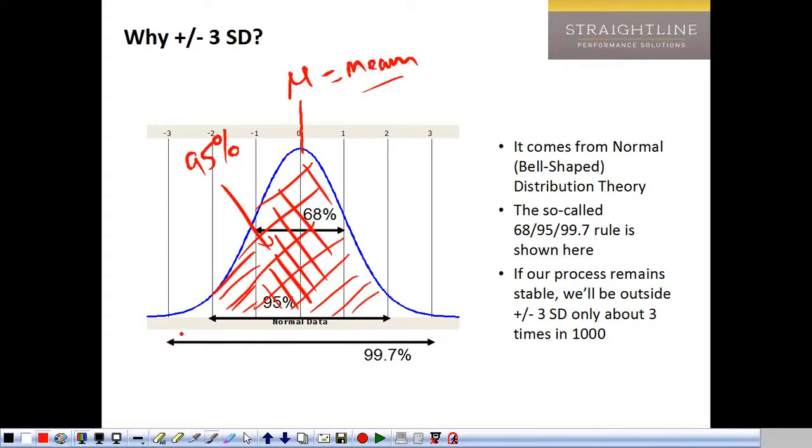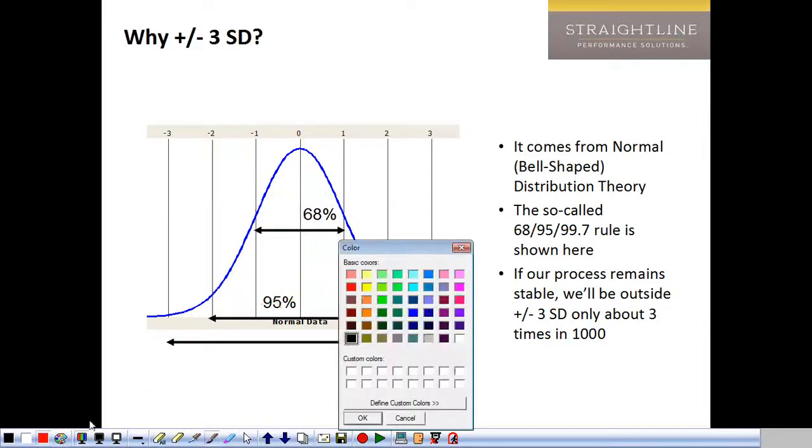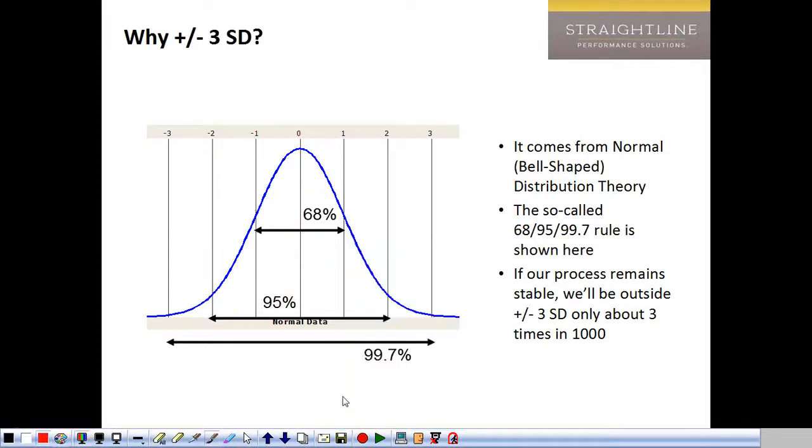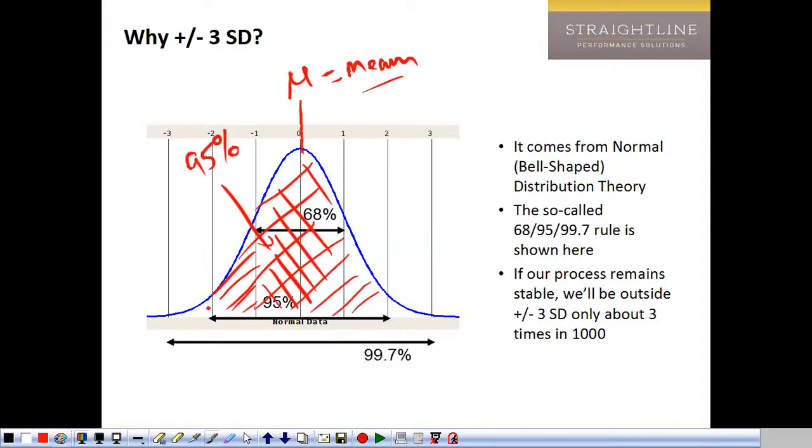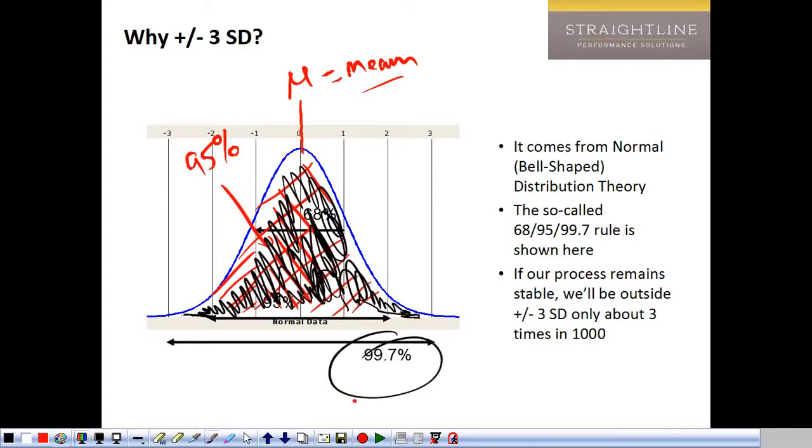Within plus or minus 3 standard deviations, which is all of this, let me see if I can do a really fancy thing and put it in blue. I'm having way too much fun here, I think you can tell. Within plus or minus 3 standard deviations, 99.7% of the data fall there.